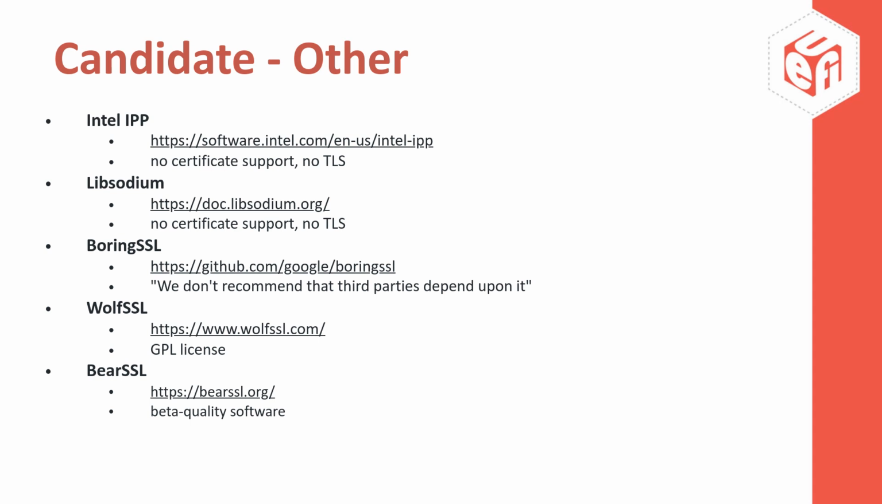Google mentioned that we don't recommend third parties depend on it. Doing so is likely to be frustrating because there are no guarantees of API or ABI stability. The fourth one is wolfSSL. It's also a good embedded crypto and TLS library for device and IoT, and it has a FIPS 140 certificate. The only downside of wolfSSL is the license. It is GPL, which is not suitable for the EDKII project.